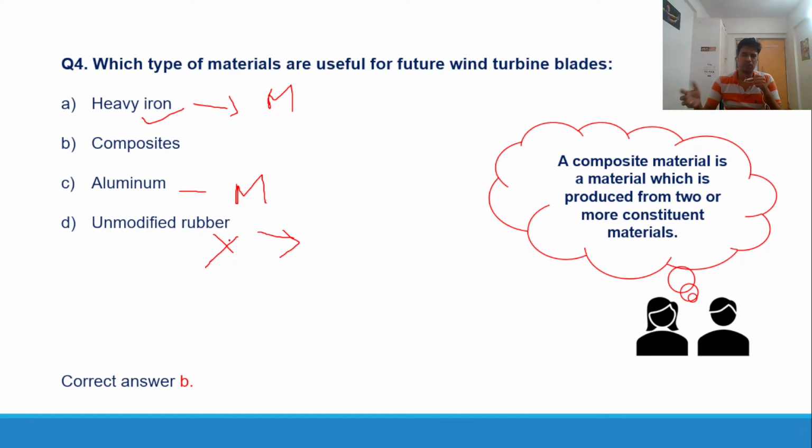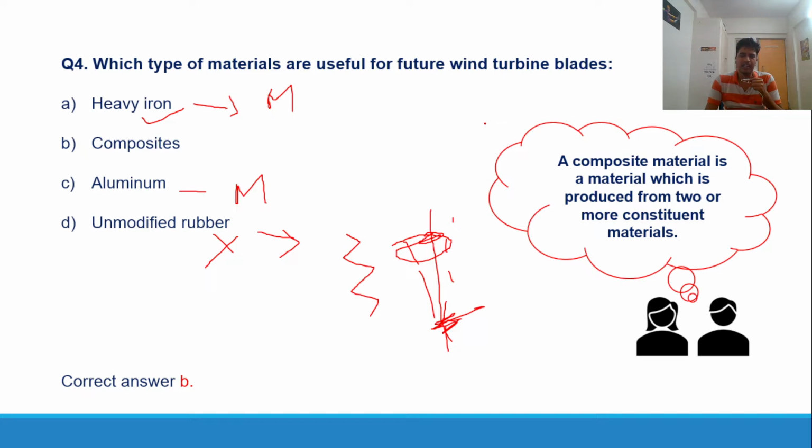Rubbers are elastic. So if you use something elastic in the wind turbines, what will happen? The wind will blow through it and it will tilt, there will be wobbling in the wind turbines, and the power production will also be low. Wobbling is something moving like this. If this is a rod, you give it a vibration here, and this rod actually wobbles in between.